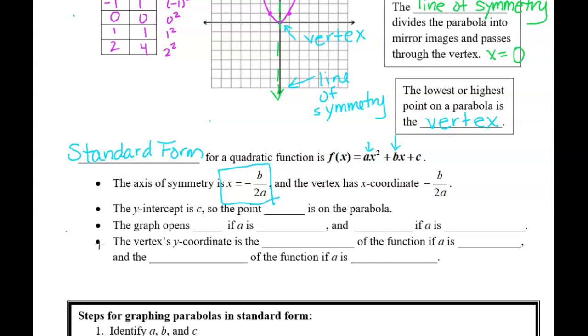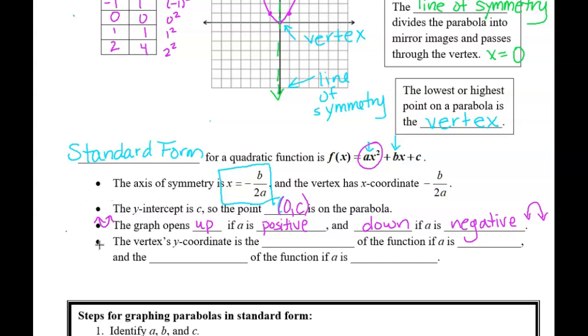The y-intercept is c. Remember, y-intercept means x equals 0. So if we plug in 0, we would get c. So the point 0, c is on the parabola, okay? The graph opens up if a is positive, and a, remember, is the leading coefficient of x squared, so it'll look like this, and down if a is negative. So it'll look like an upside down U.